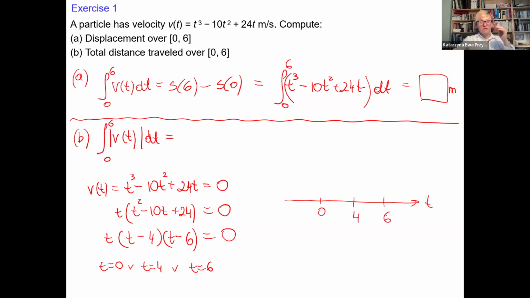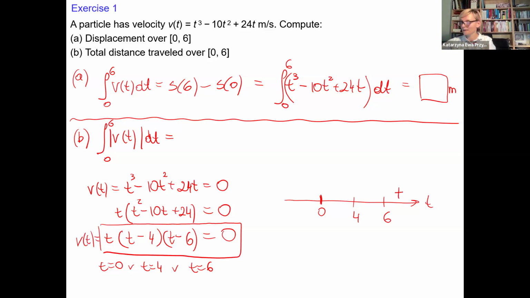We still have to figure out where it is positive, where it is negative. Yeah, it's like solving the inequality. We can use the test value. Actually, let's say 7, a number greater than 6. I know that we're only looking between 0 and 6, but let's just do all of them. When we substitute 7, this is the nice form. Yeah, this is still the velocity. 7, 7 minus 4, 7 minus 6, it will be positive. Let's substitute 5. 5 positive, 5 minus 4 positive, 5 minus 6 negative. That means multiplying one negative, it will be negative.